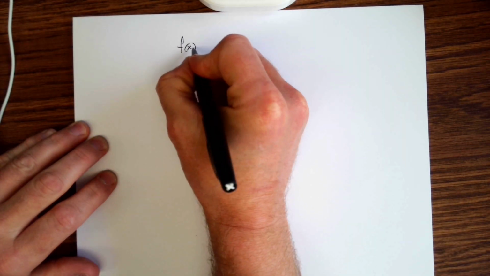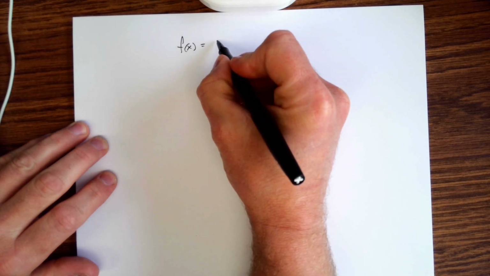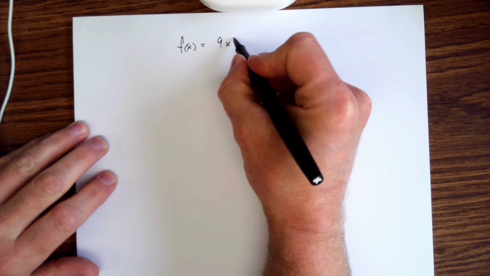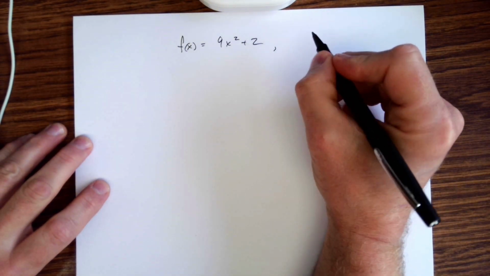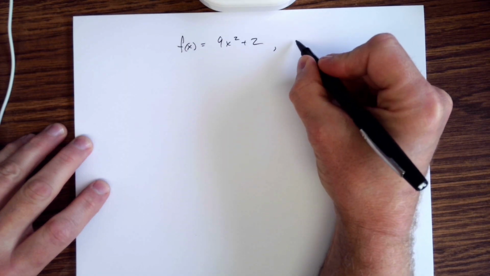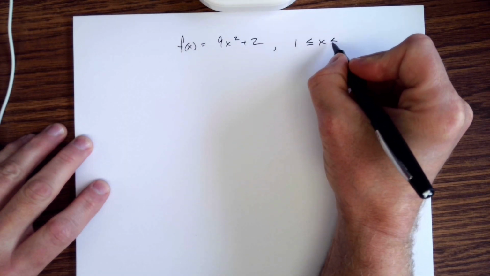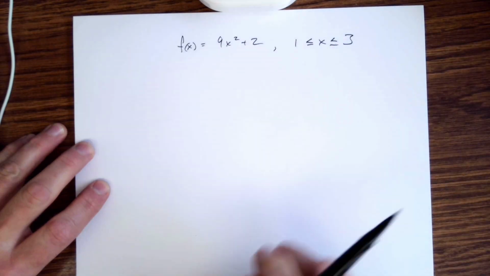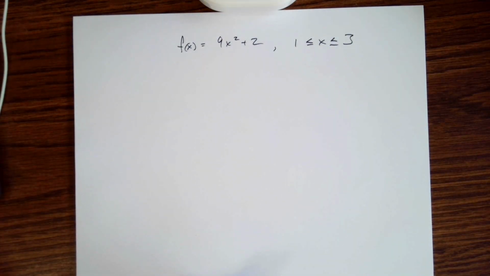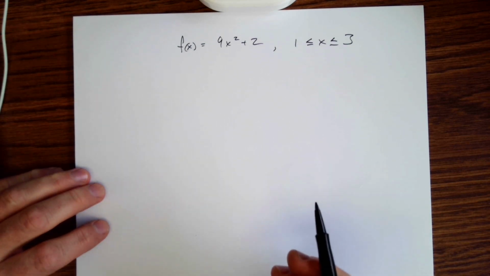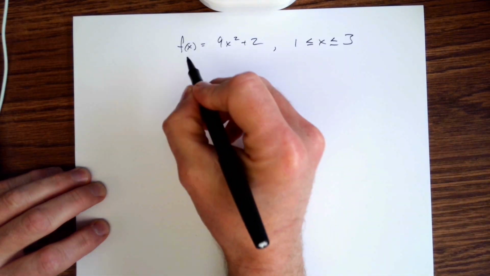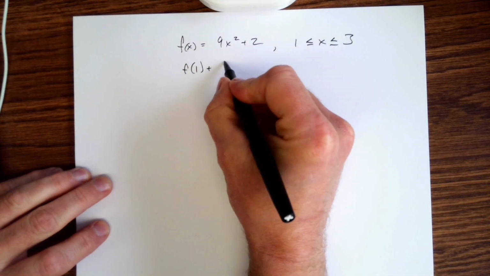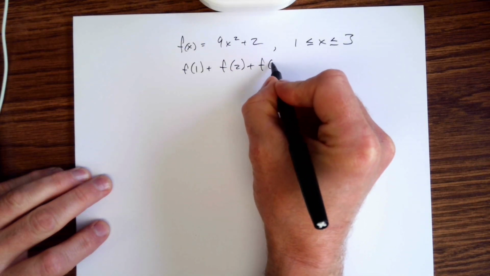set that's defined by, let's say, f of x is equal to, I don't know, 9x squared plus 2, okay? And let's just say that my x values here go from 1 to, I don't know, 3, okay? Well, in that case, if we're talking about discrete values, meaning countable values, the only values we would have would be 1, 2, and 3. So we'd be doing f of 1 plus f of 2 plus f of 3.